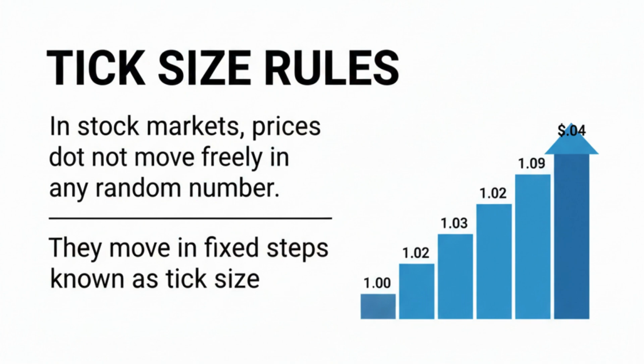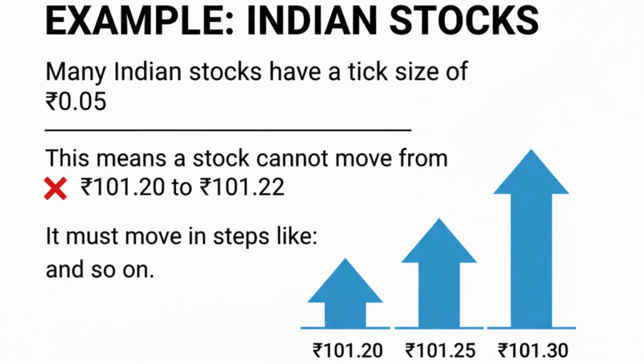Tick size rules. In stock markets, prices do not move freely in any random number. They move in fixed steps known as tick size. For example, many Indian stocks have a tick size of 0.05 rupees. This means a stock cannot move from 101.20 rupees to 101.22 rupees. It must move in steps like 101.20 rupees to 101.25 rupees to 101.30 rupees and so on.